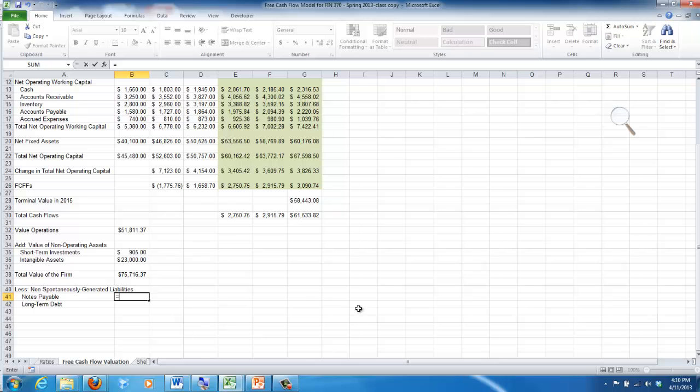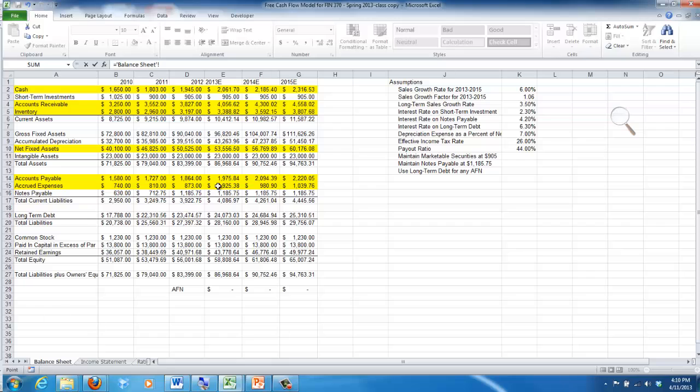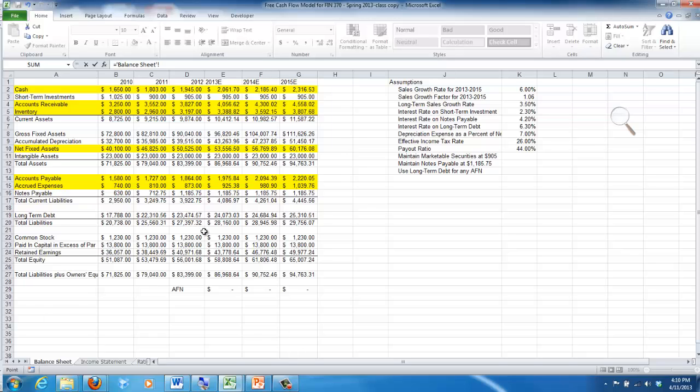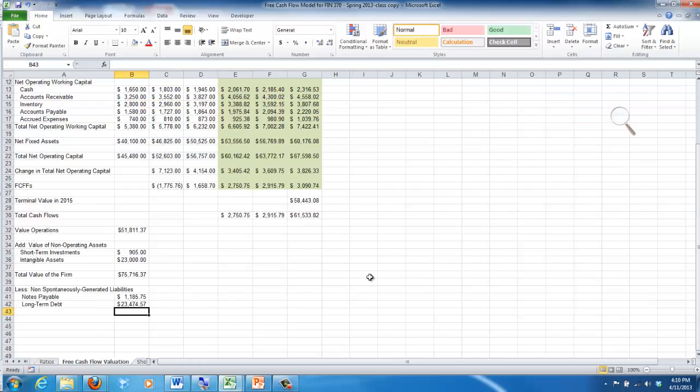So our notes payable for 2012 was $1187.75, and our long-term debt is equal to $23,474.57. Okay. So our value of equity will be equal to the total value of the firm minus notes payable minus long-term debt.